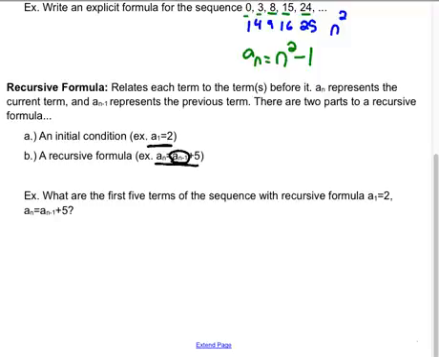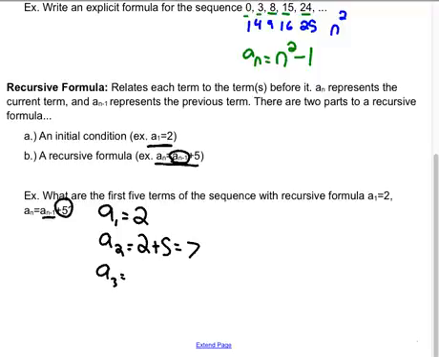So it wants to know what are the first 5 terms in the sequence. With the recursive formula, a1 is 2, and then a_n is a_(n minus 1) plus 5. Well, it gives me the first term is 2. All right. So for the second term, what's it telling me to do? Let me take the previous term and add 5 to it. So 2 plus 5 gives me 7.